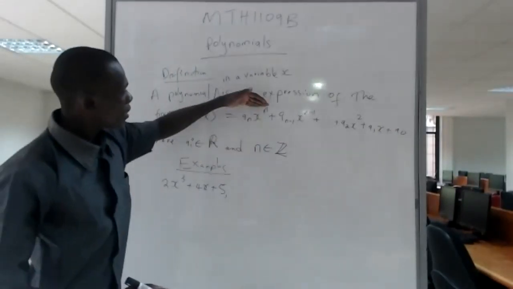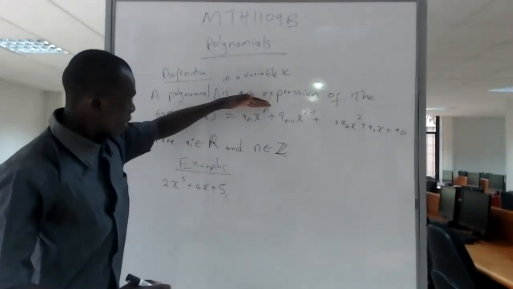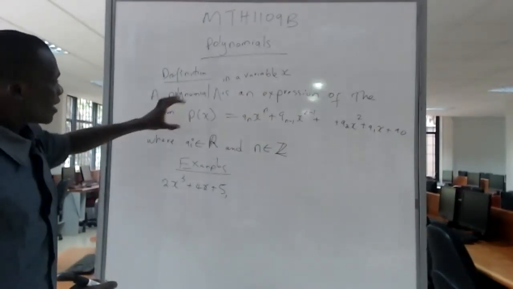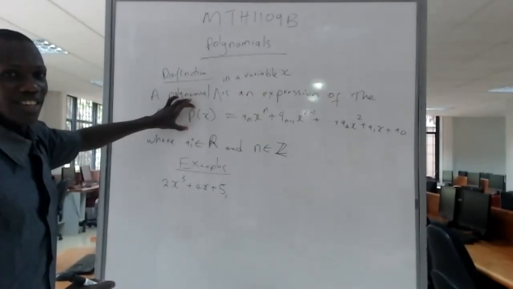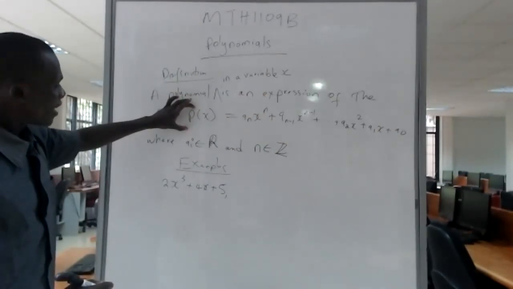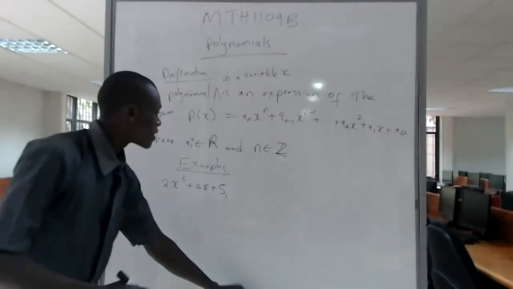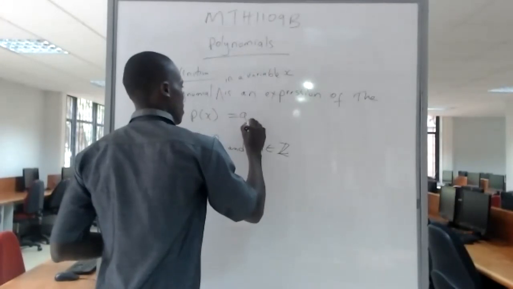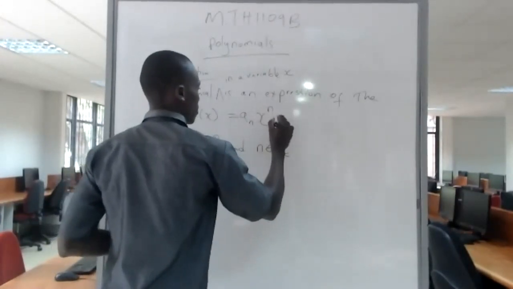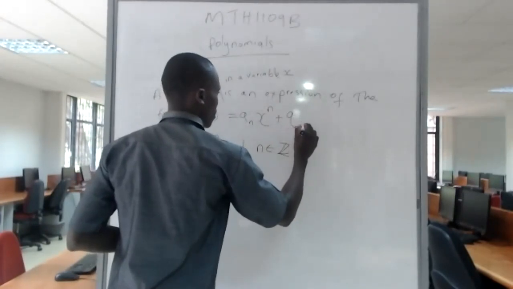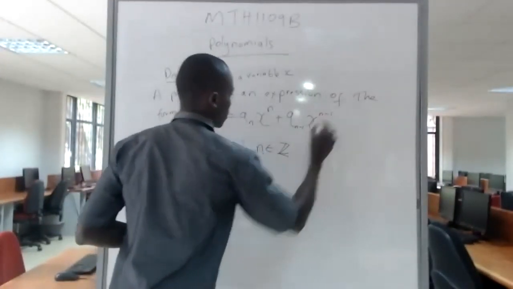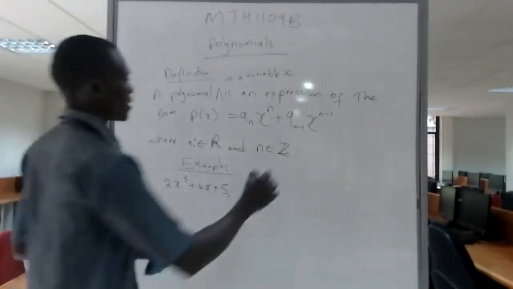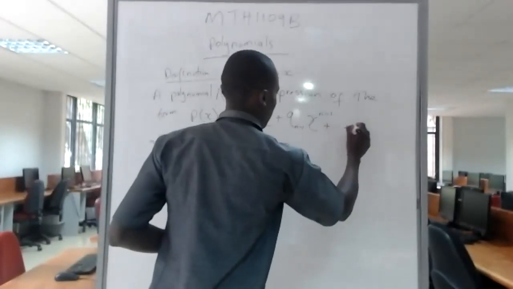Do you mind writing bigger numbers? Some of us are quite old, so our eyesight doesn't allow us to see small numbers. Is this visible? That is visible, but after the equal sign, nothing. After equal, okay. Yes. Thank you. So we have a_n x^n plus a_(n-1). Is that better? Yes, that's better. Thank you.